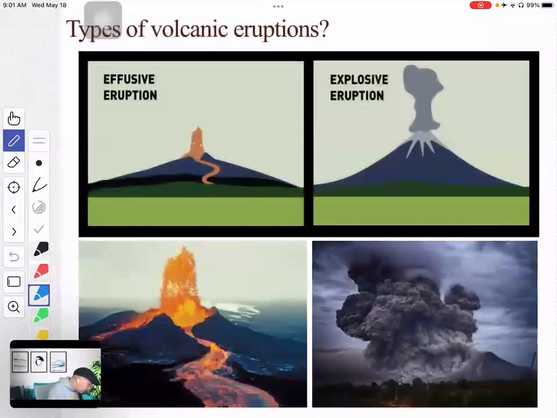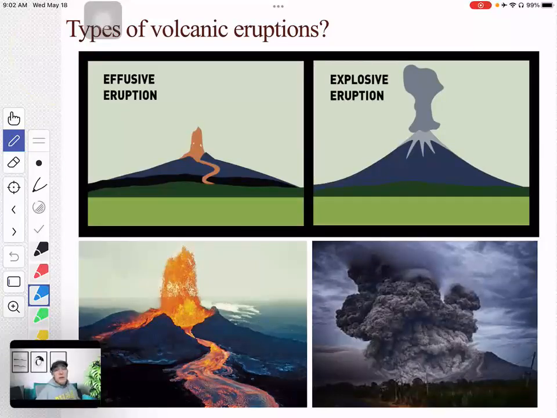Okay, so a little bit of background first, so we can understand what the different types of eruptions are and how they will produce different volcanic products, and how those products will impact communities. So when we look at hazards, it's important to understand where and how those products are formed, so we can understand what type of impacts they will have.